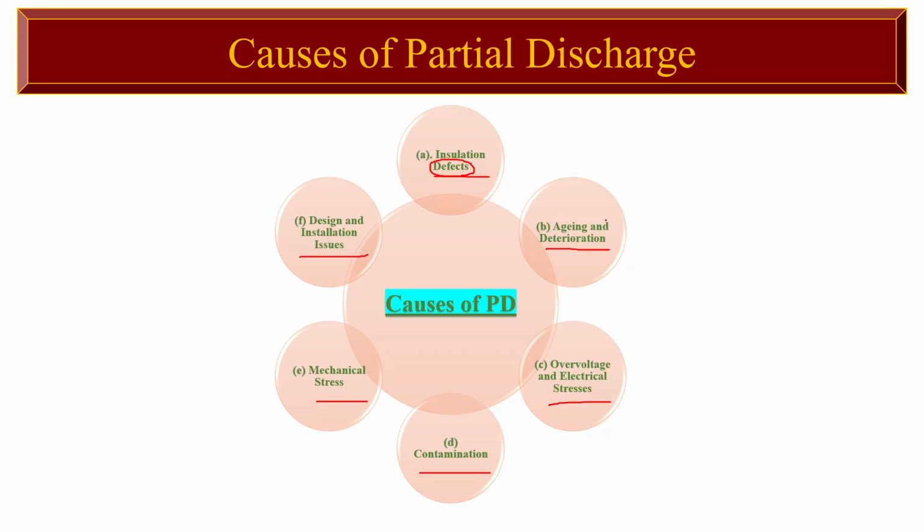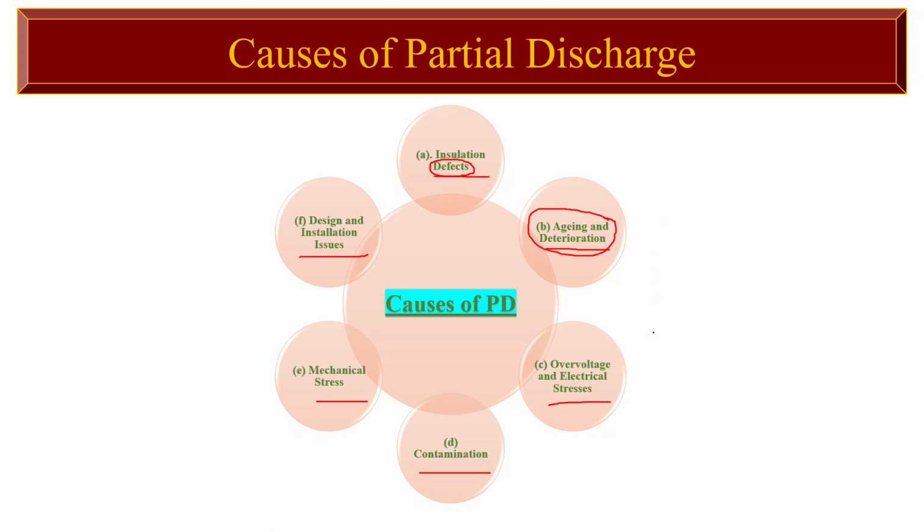Second one, aging and deterioration. From the word itself, we can find what the causes of partial discharge are. Insulation material can degrade and deteriorate over time due to factors such as thermal stress, moisture, chemical exposure, and electrical aging. As the insulation ages, its dielectric properties can weaken, making it more prone to partial discharge.